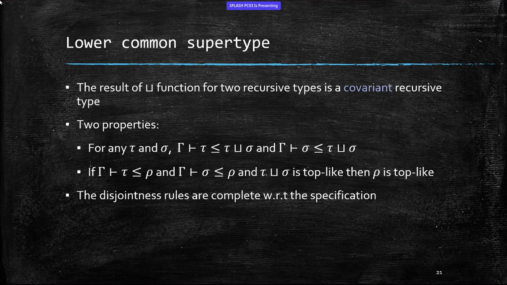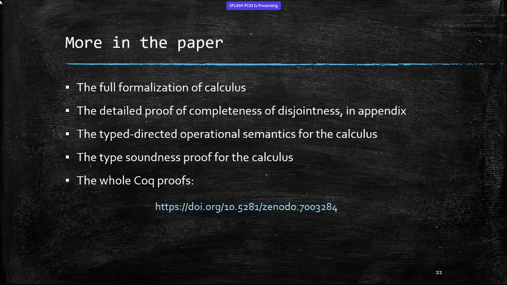Finally, we can prove the disjointness rules are complete with respect to the specification. In addition, we have more in the paper, including the full formalization of the calculus, the detailed proof of completeness of disjointness in the appendix, the type-directed operational semantics for the calculus, the type soundness proof for the calculus, and the whole CPS proof.